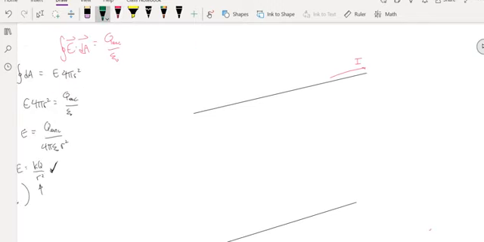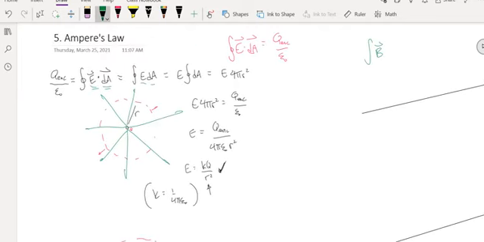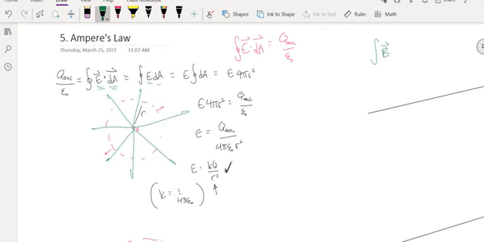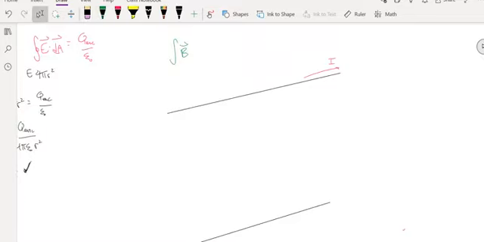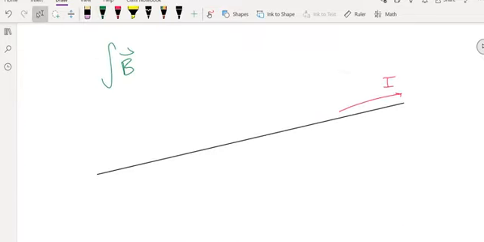Ampere's law looks structurally very similar to that, except of course not electric field. What we do is we look at magnetic field, and it's not a surface integral because magnetic field lines are continuous. They have no ending. Electric field lines start and end on positive and negative charges respectively, but magnetic fields have no ending.